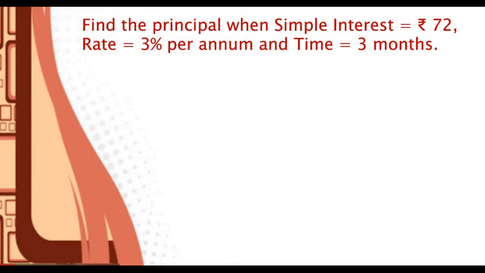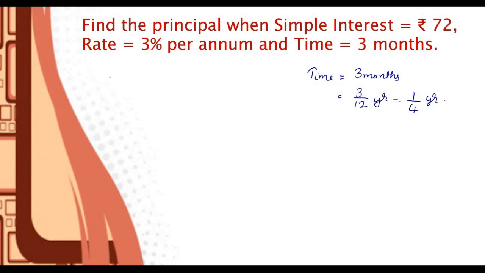Next problem. Find the principal when the simple interest is rupees 72, the rate is 3% per annum and the time is given as 3 months. So we have to change the time taken, 3 months, into years. How can we change? For 1 month it is 1 by 12 year, 3 months it is 3 by 12 year. 3 by 12 year means it is 1 by 4 year.